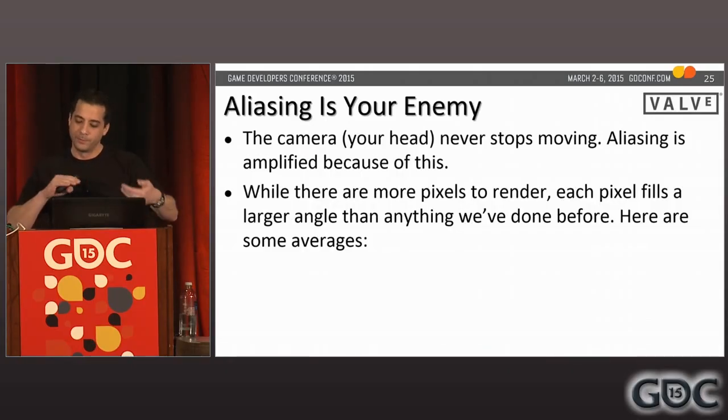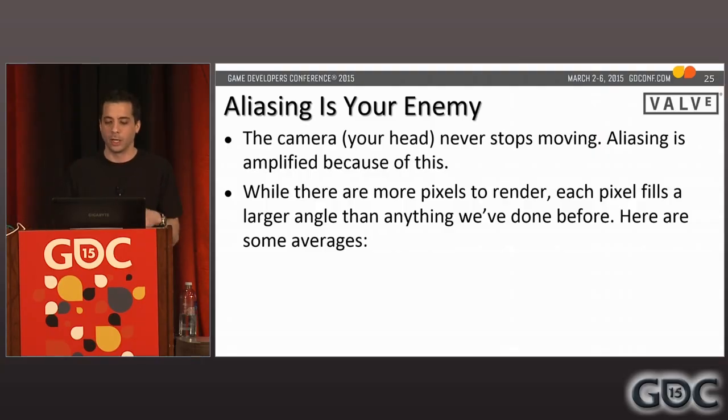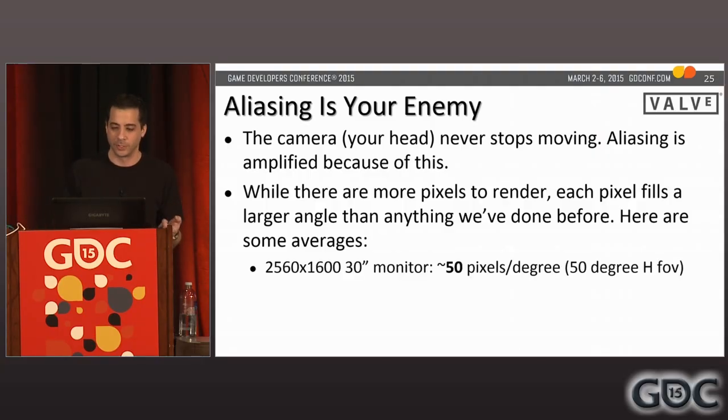However, the disconnect is that we're rendering a lot more pixels than we normally render. You'd think that we would have less aliasing problems. Well, it turns out because we have such a wide field of view, each pixel actually covers a larger angle than anything we've really done before. So let me give you an example.